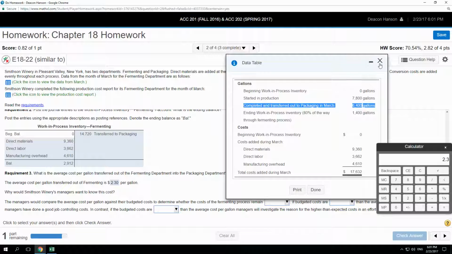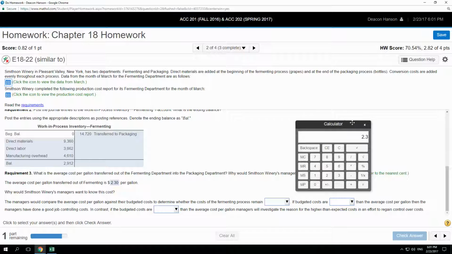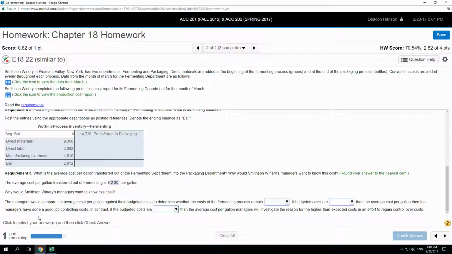Why should we be concerned about this? Let's see what our options are here. Why would Smithson's Wineries managers want to know this cost? The managers would compare the average cost per gallon against their budgeted cost to determine whether the cost of the fermenting process remains under control. If budgeted costs are lower, if your budget costs are lower than the average cost per gallon, then the managers have done, no, opposite.